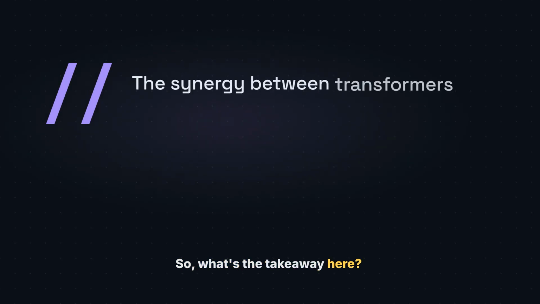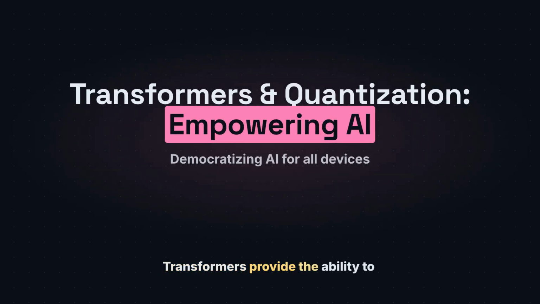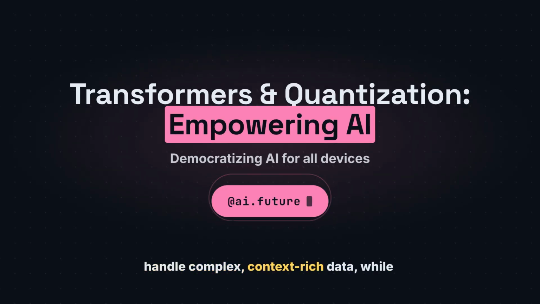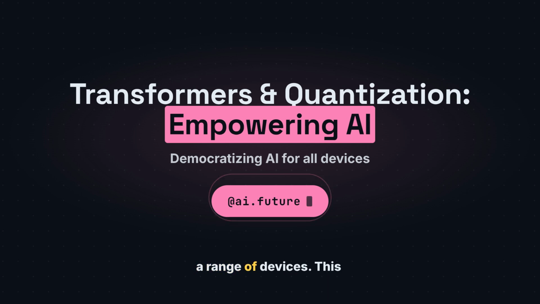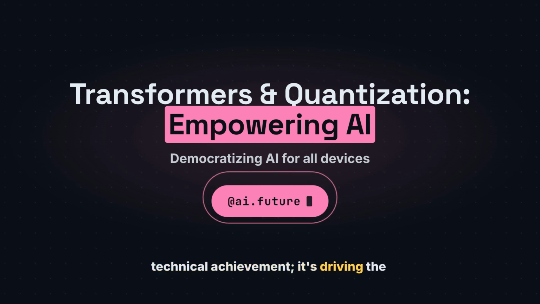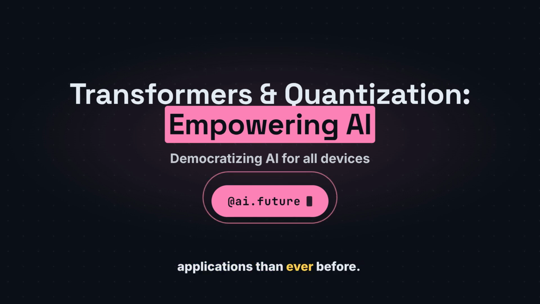So what's the takeaway here? The synergy between transformers and quantization is a powerful one. Transformers provide the ability to handle complex, context-rich data, while quantization ensures that these models can be deployed efficiently across a range of devices. This combination is not just a technical achievement, it's driving the democratization of AI, bringing sophisticated capabilities to more people and applications than ever before.